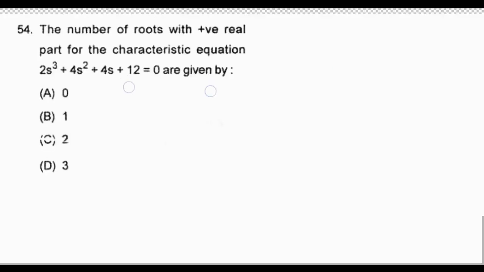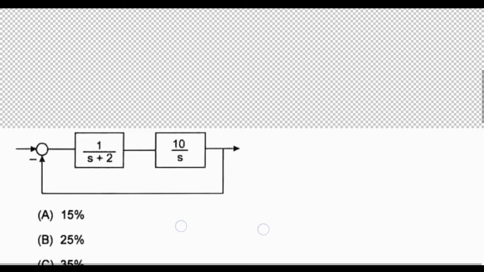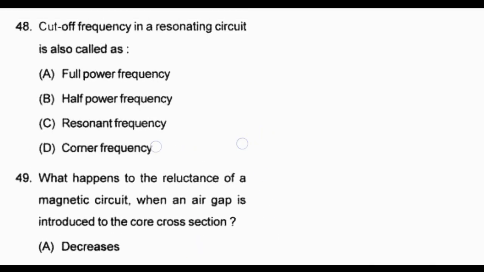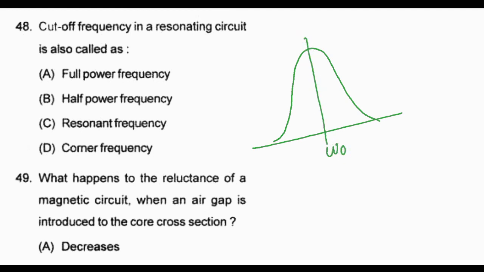So next, question number 48. Cutoff frequency in a resonating circuit is also called as, I have already told in the previous question that cutoff frequency is also known as the half power frequency. This is the current, and this is omega naught, the resonant frequency, and here this one is the half power frequency. This is 1 by root 2 of this value. Suppose this value is I naught, this will be 1 by root 2 of I naught.